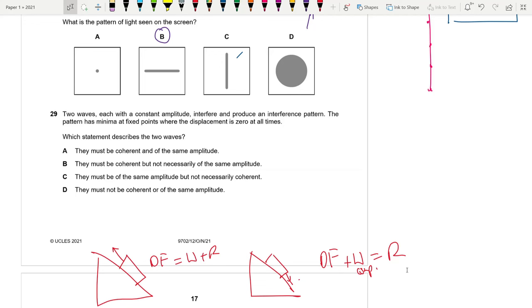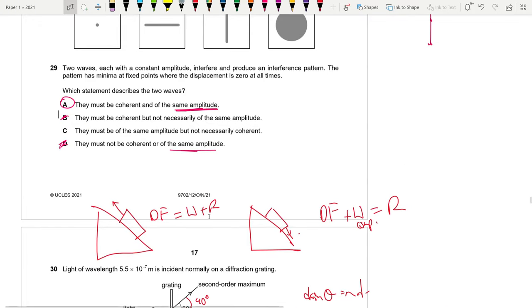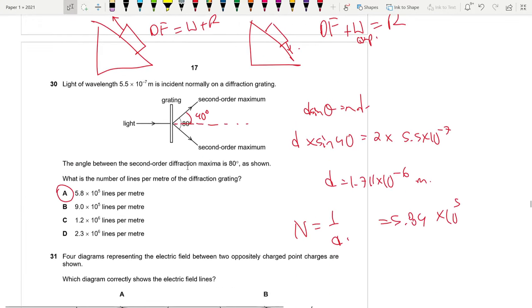for displacement to be zero, the individual amplitudes need to be the same. Okay, and they must be antiphase. So they must have the same amplitude. This is necessary. Okay, so these are wrong. Now they must also be coherent, because if the phase difference changes, at certain points they will totally cancel out, at certain points they won't. So that's also wrong. So A is the best answer. Let's go to 30 now.